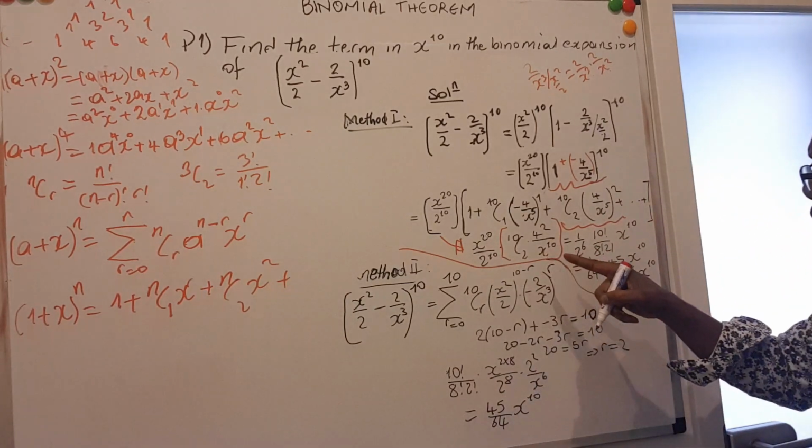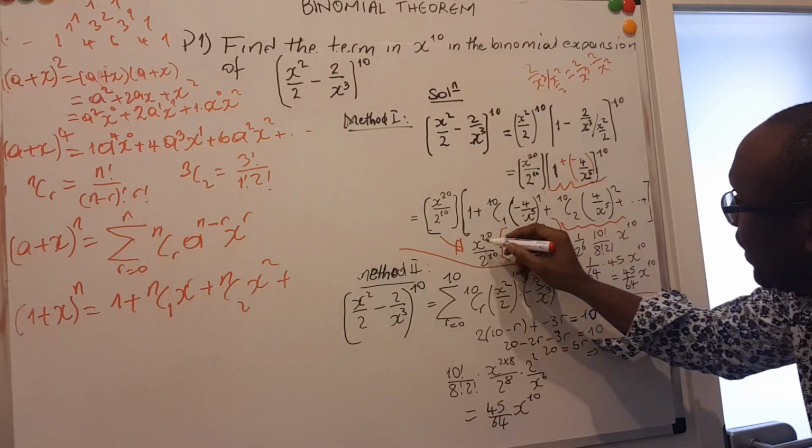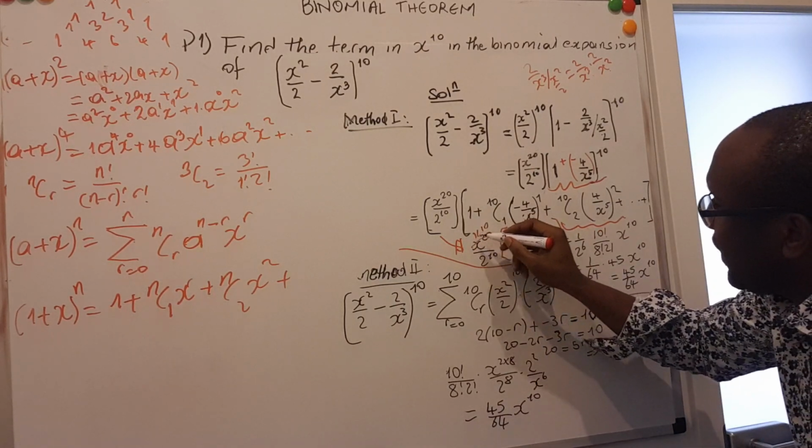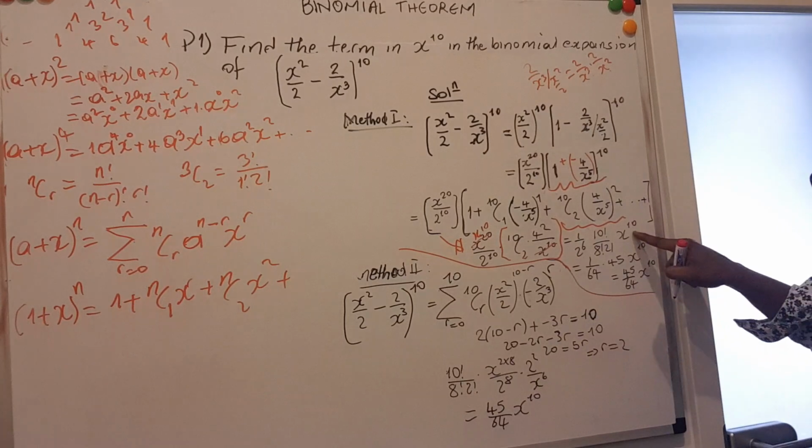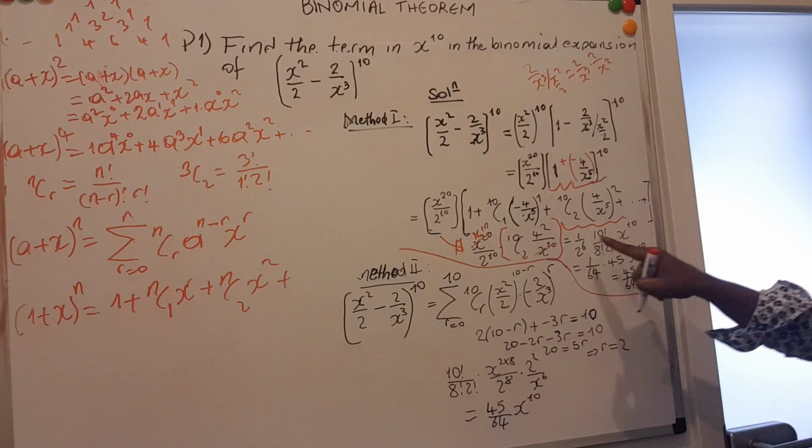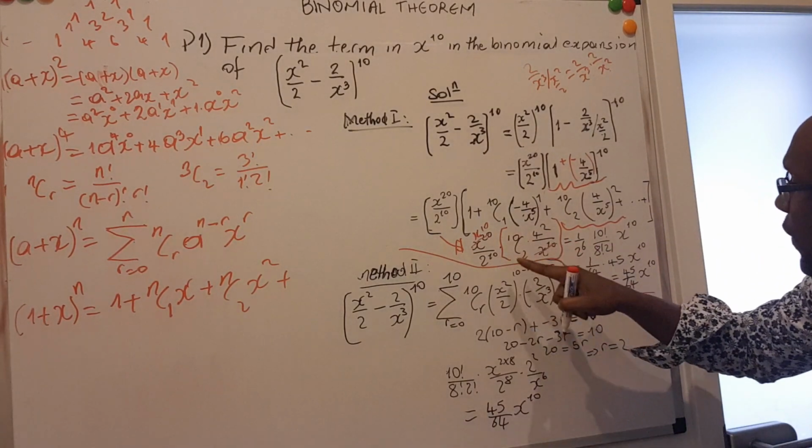I multiply this out. If I do, x to the power 10 will cancel this and give me x to the power 10 there. Do I have x to the power 10? That's the only situation about x. The rest are the coefficients that I have to fix.